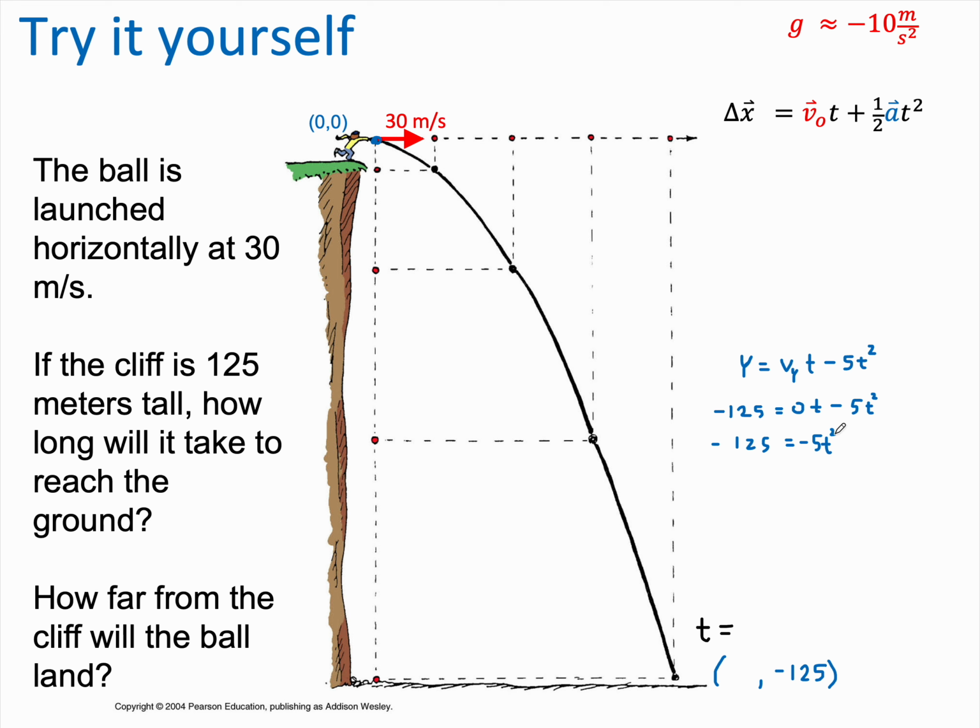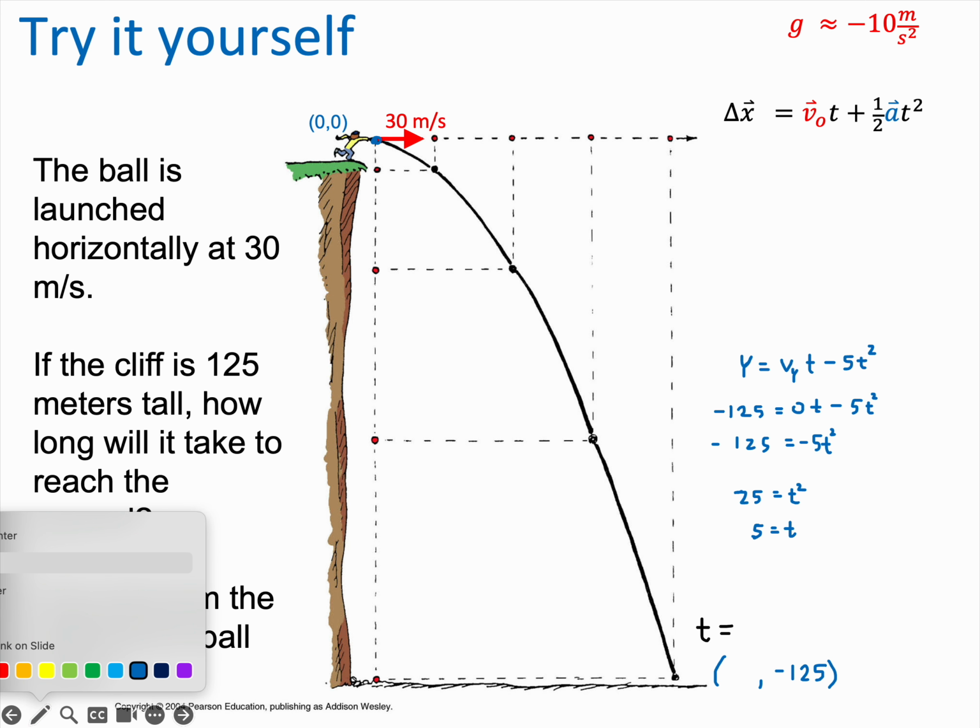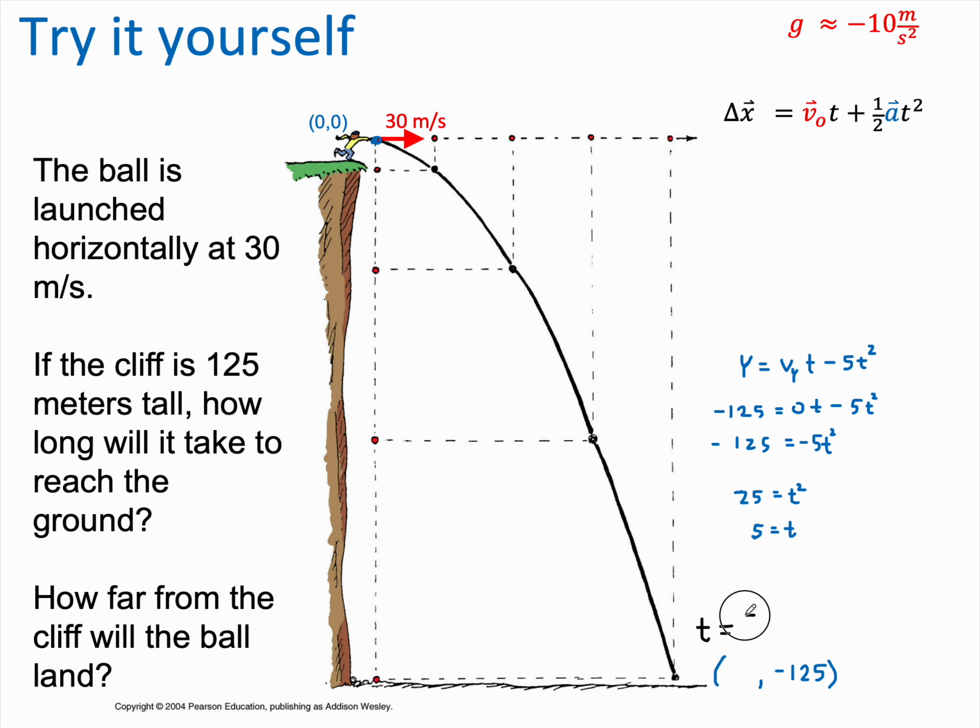Can I do that without writing it out? That would give us 25 equals t squared. Or if you take the square root of both sides, 5 is the time. It almost looks like an S. Let me make my 5 better. And so the time that it hits the ground is going to be 5 seconds. We've answered the first part.